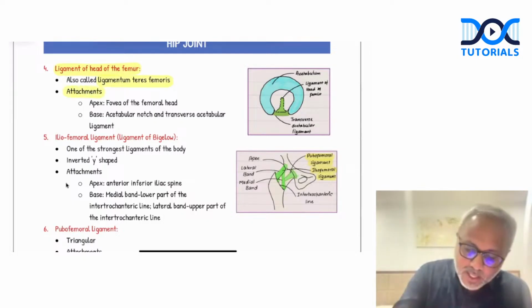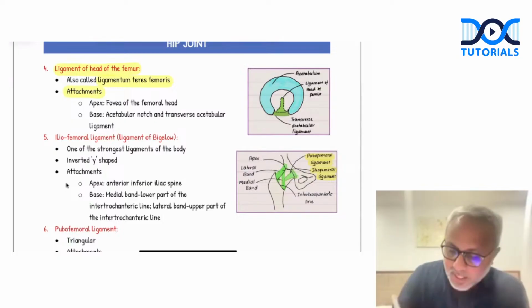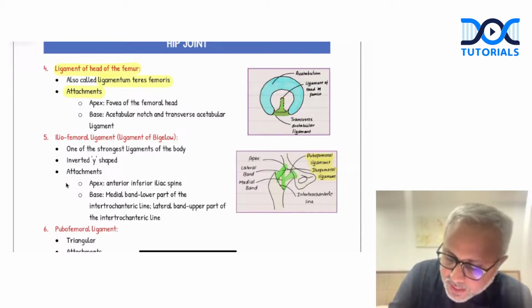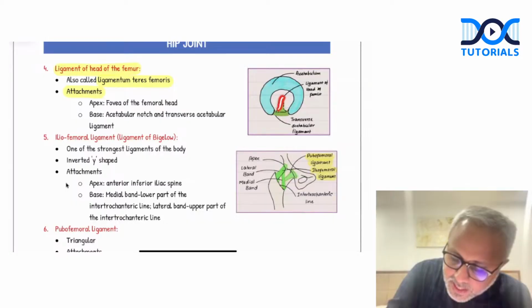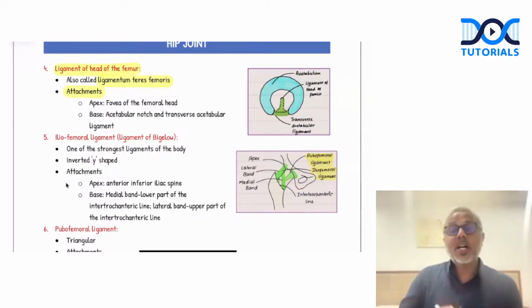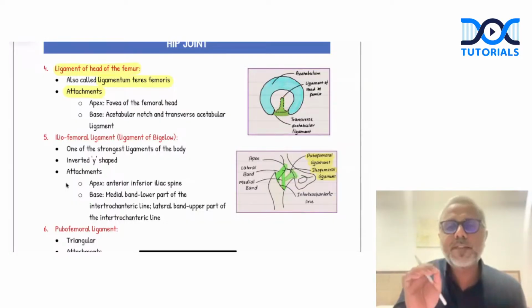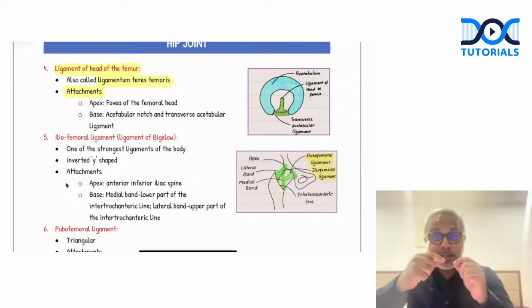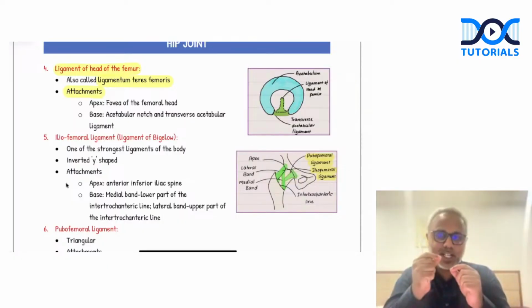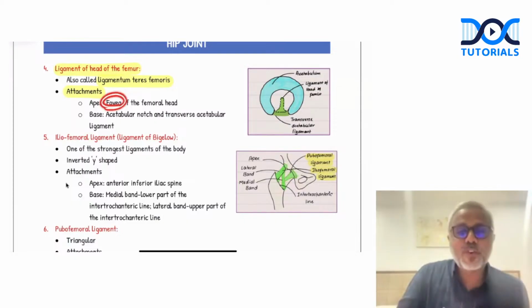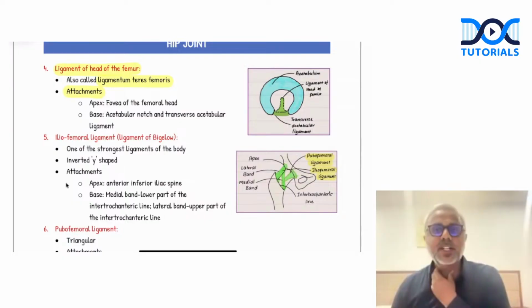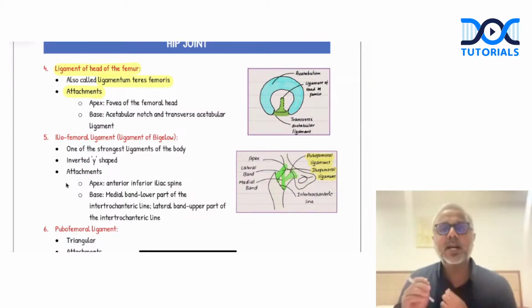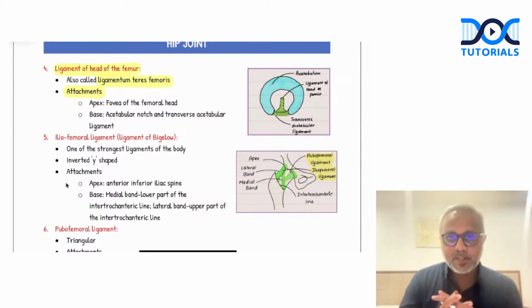Remember, at the base. The base, as we can see, is attached to the transverse acetabular ligament, and the apex gets attached to the fovea of the femur. The head of the femur has a small depression in the center, right? That is what we call as fovea. So apex is attached to the fovea and base is attached to the transverse acetabular ligament, right?